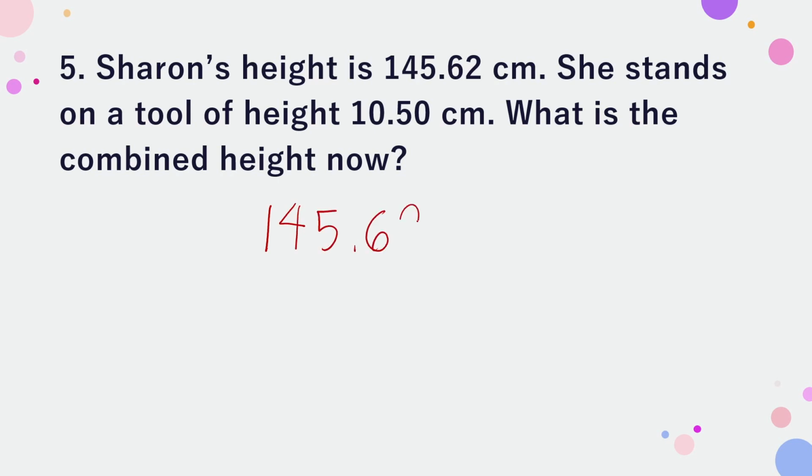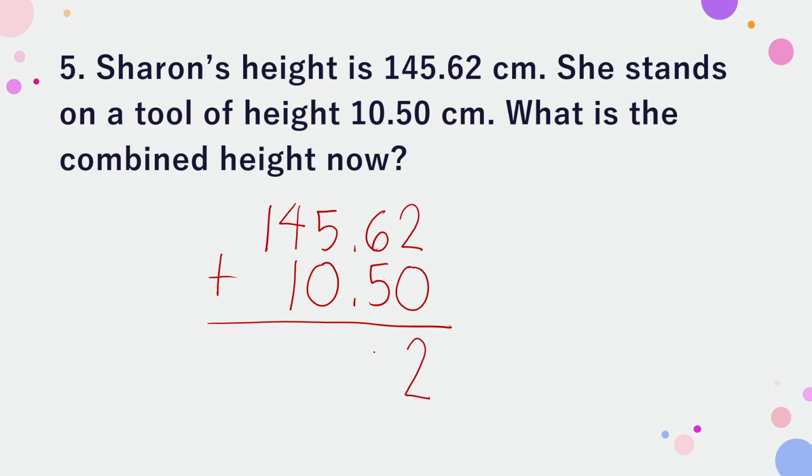So I have this. And how do I write 10.50? Dapat ipagtupong na to ilahang place values. Okay? Now let's add. How much is this? We have 2 and 0, that's 2. 6 and 5, that's 11. Carry 1. Decimal point, do not forget. We have 6. I have 4 and 1, that's 5. And I have 1. So this will be the combined height.